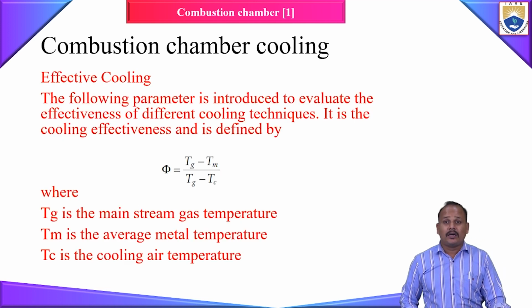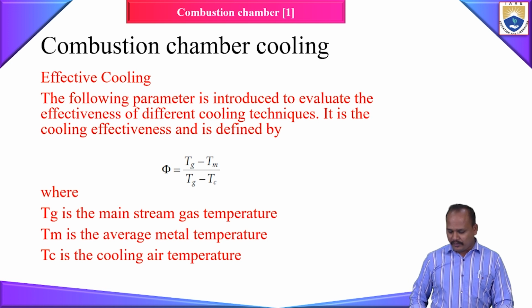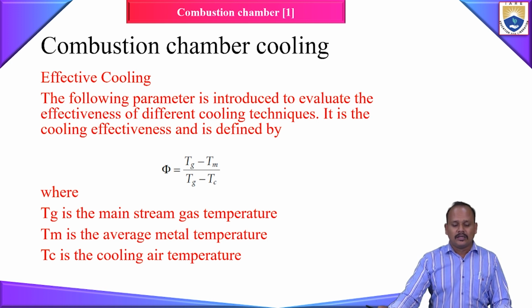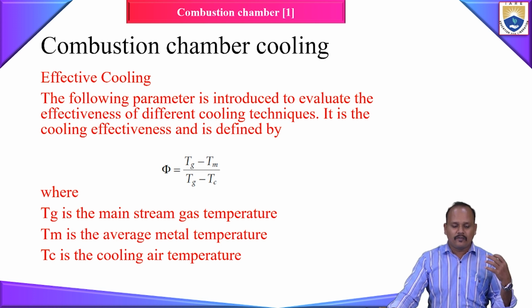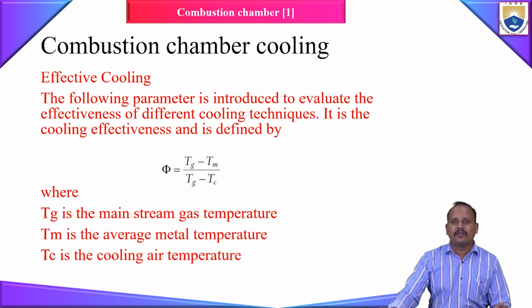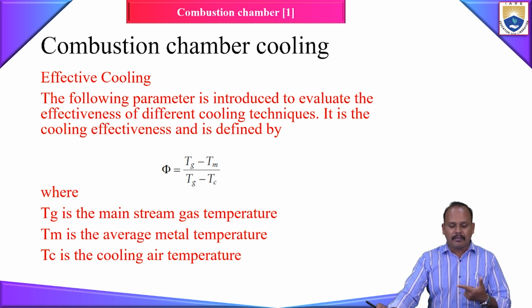Okay. We are going to see another term, which we call effective cooling. So what is this effective cooling? We have seen different types of cooling, right? So how do I find out which type of cooling is working better? For that, we have a parameter called effective cooling, which we call phi. Basically, it is the ratio of the difference in temperature between your hot gas and the material, divided by the difference between the hot gas and your cold gas.